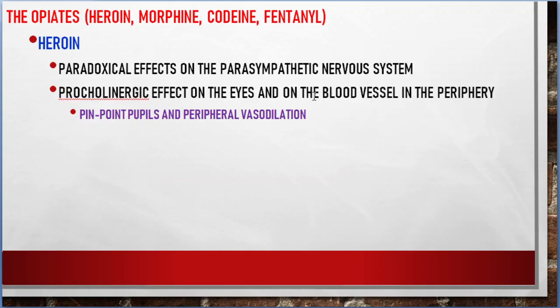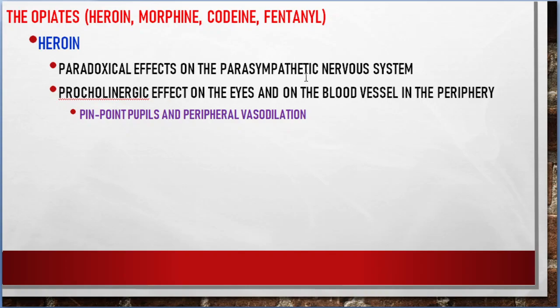Heroin has paradoxical effects on the parasympathetic nervous system, or it's procholinergic. I guess you discussed this with your adrenal part. Remember your parasympathetic, which is basically the opposite of your sympathetic, diba? Yung sympathetic is the fight or flight response, right? So the opposite of that is your parasympathetic.